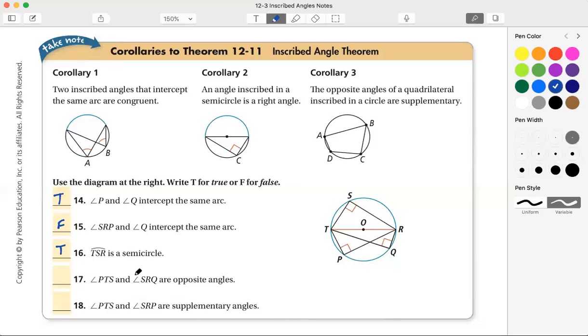PTS and SQR are opposite angles. PTS and SRQ, oop, nope, not quite. So this is false. PTS and SRQ are supplementary angles. PTS and SRQ are opposite, right, in the quadrilateral, so those are true. Okay.